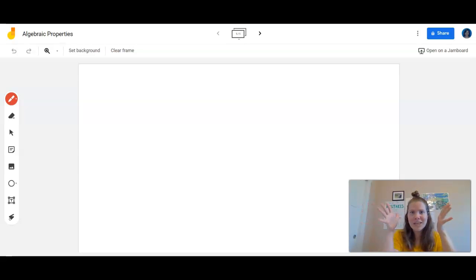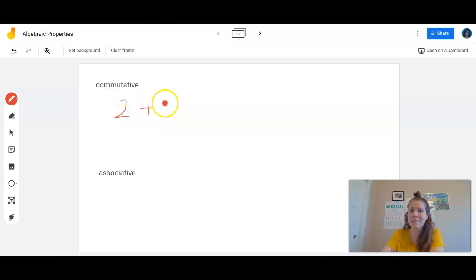Time for everything you need to know about algebra, part 2. So there are a couple properties that we're going to use as we go through algebra. Let's talk about them in addition first. We're going to talk about the commutative property and the associative property. Commutative is all about the order.